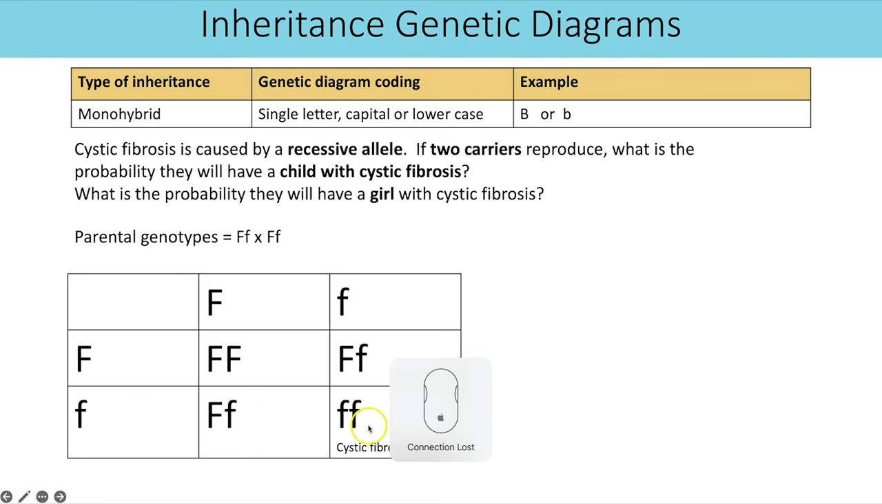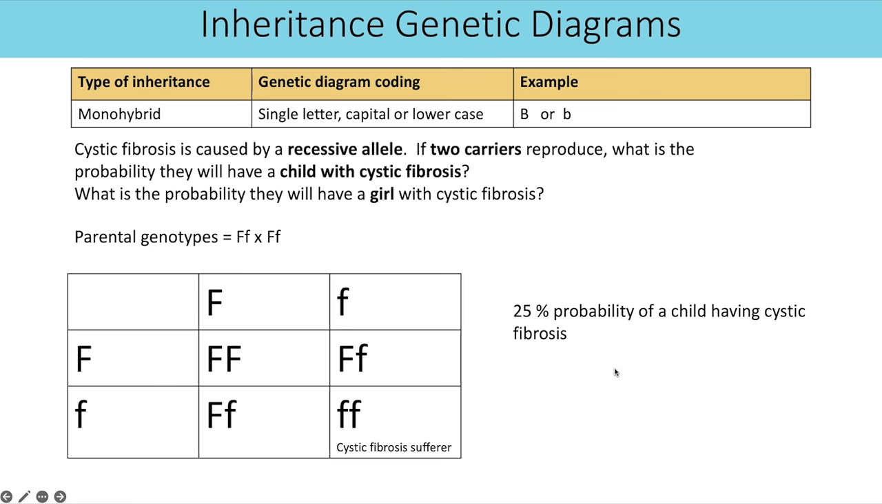And then I've put in what the genotype for someone who is a cystic fibrosis sufferer must be if it is caused by a recessive allele. So from that, we can see we have 25% probability of a child having cystic fibrosis. If they then asked what is the probability of it being a girl, which they did here, we then need to times by a half because it's always 50% probability of having a boy, 50% probability of having a girl, or male or female.